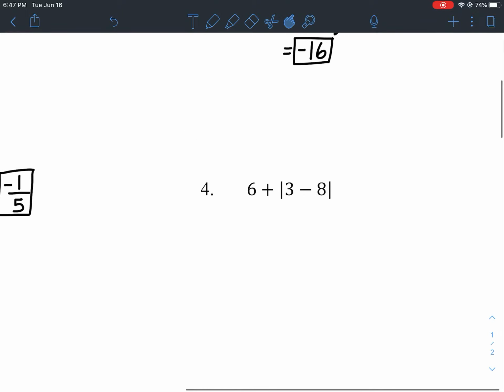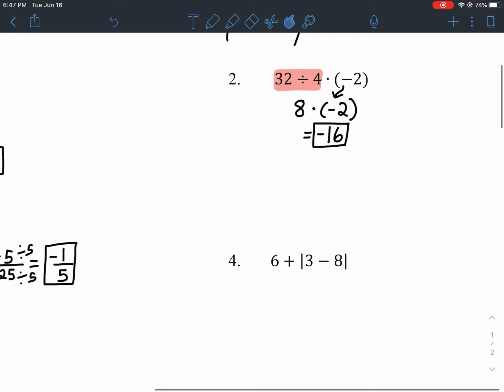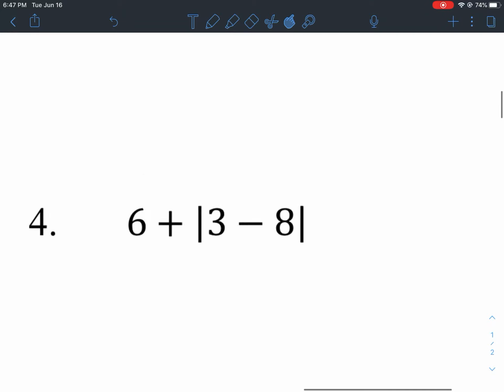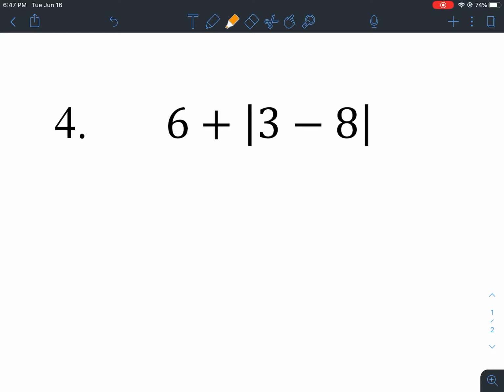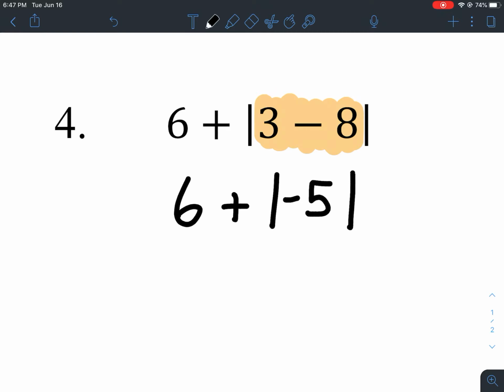Okay. Also, they are a grouping symbol, so they act kind of like parentheses. So we do, in the order of operations, work with those or whatever's inside it first. So we have 3 minus 8 here. 3 minus 8 is negative 5. So when we simplify and bring down our 6 plus, we have 6 plus the absolute value of negative 5.